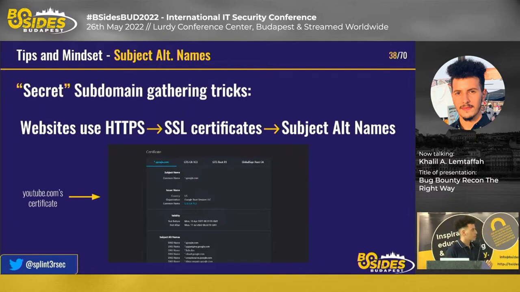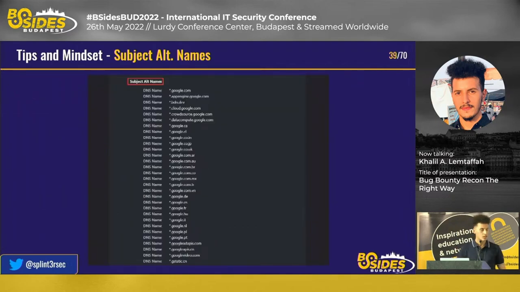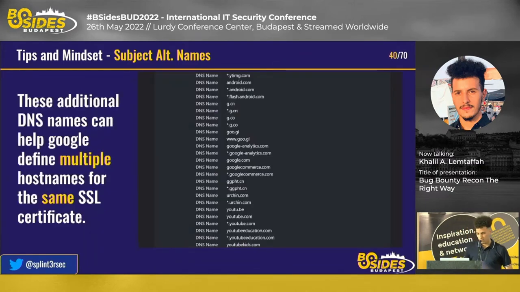And for example, as you can see here, this is the youtube.com certificate. And if we go to the subject alternative names section, you will find a very big list of domains that are owned by Google. And yeah, like urshin.com. Who knows that urshin is owned by Google? So you can just go there and hack. It's a less crowded area, and definitely you will find something.